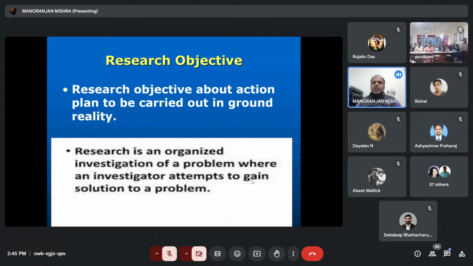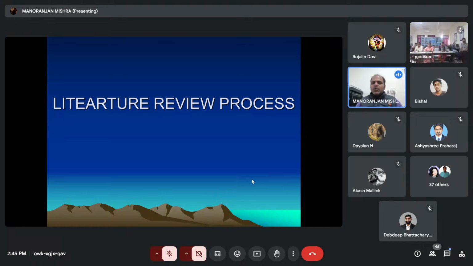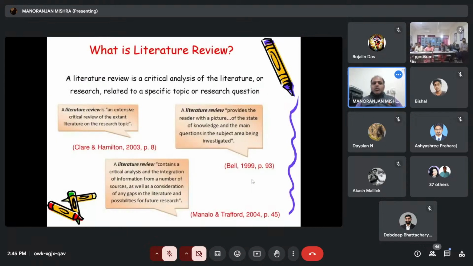Then I am going to literature review. I think he will be talking more on that. It is called LRP, the literature review process. If I ask what a literature review is all about, a literature review is a critical analysis of literature or research related to a specific topic or research question.